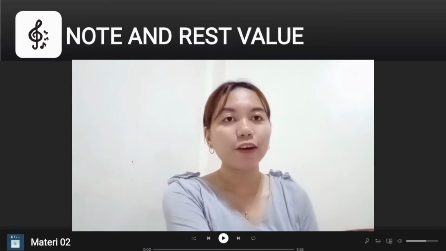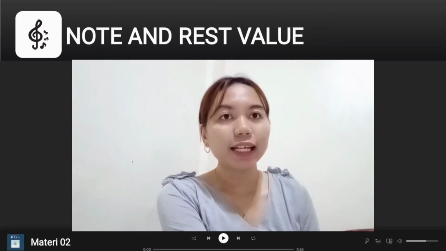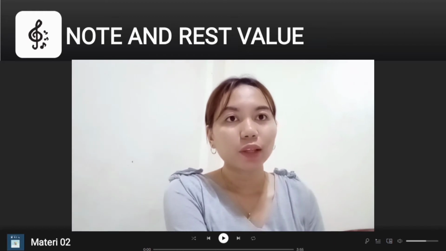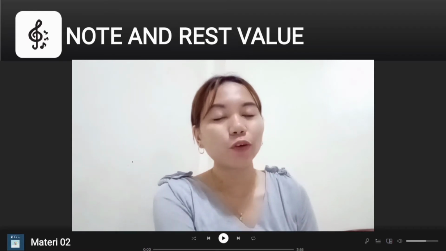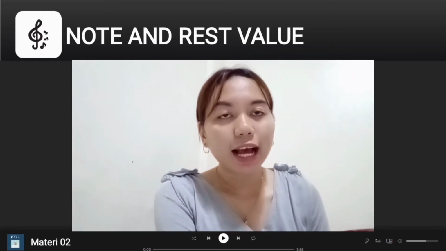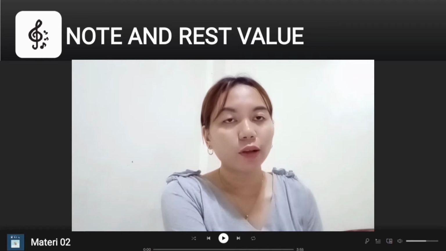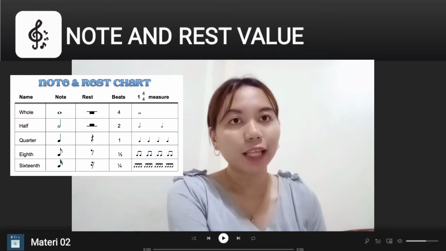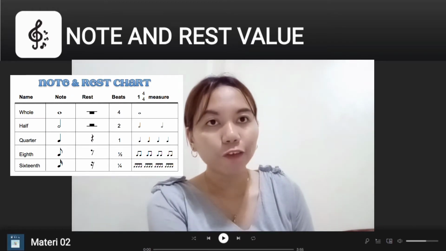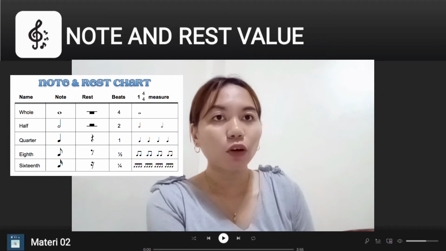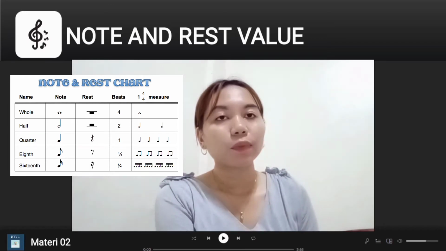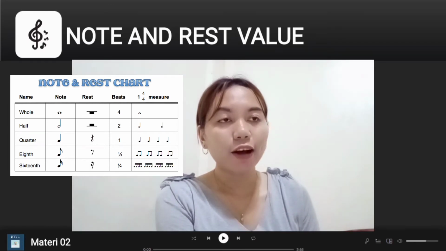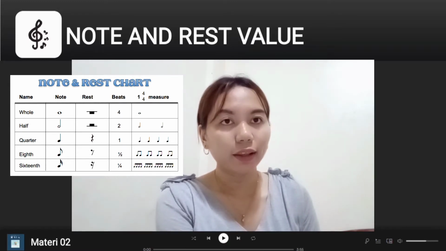Okay, last, we have note and rest. So, makikita natin dito yung mga itsura ng mga notes, mga rest, kung ano yung mga names nila, at kung ilan yung mga bits nila. So, we have first the whole note. Okay, ganyan yung itsura ng whole note. At yung whole note, meron tayong 4 bits. Sa half note, meron tayong 2 bits. Sa quarter note, meron tayong 1 bit. Sa 8th note, we have 1 half. And sa 16th note, meron tayong 1/4.